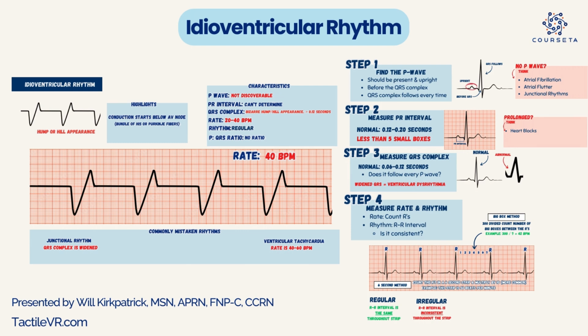This is a rhythm that needs to be taken care of immediately. But if you measure out the rhythm, it's going to be consistent. So the R to R intervals are also consistent. So the biggest characteristics here, once again: no P wave, a widened QRS complex, and then the rate is 20 to 40 beats per minute.